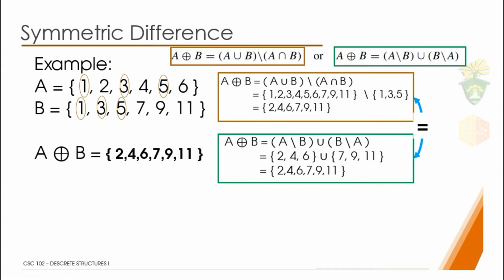Here we see the encircled elements are common to both sets. Thus, the remaining elements should be the symmetric difference of A and B. See? So the circled ones are the common elements from A and B, and the squared ones are those elements that are not common to both sets. So this is what the symmetric difference requires.